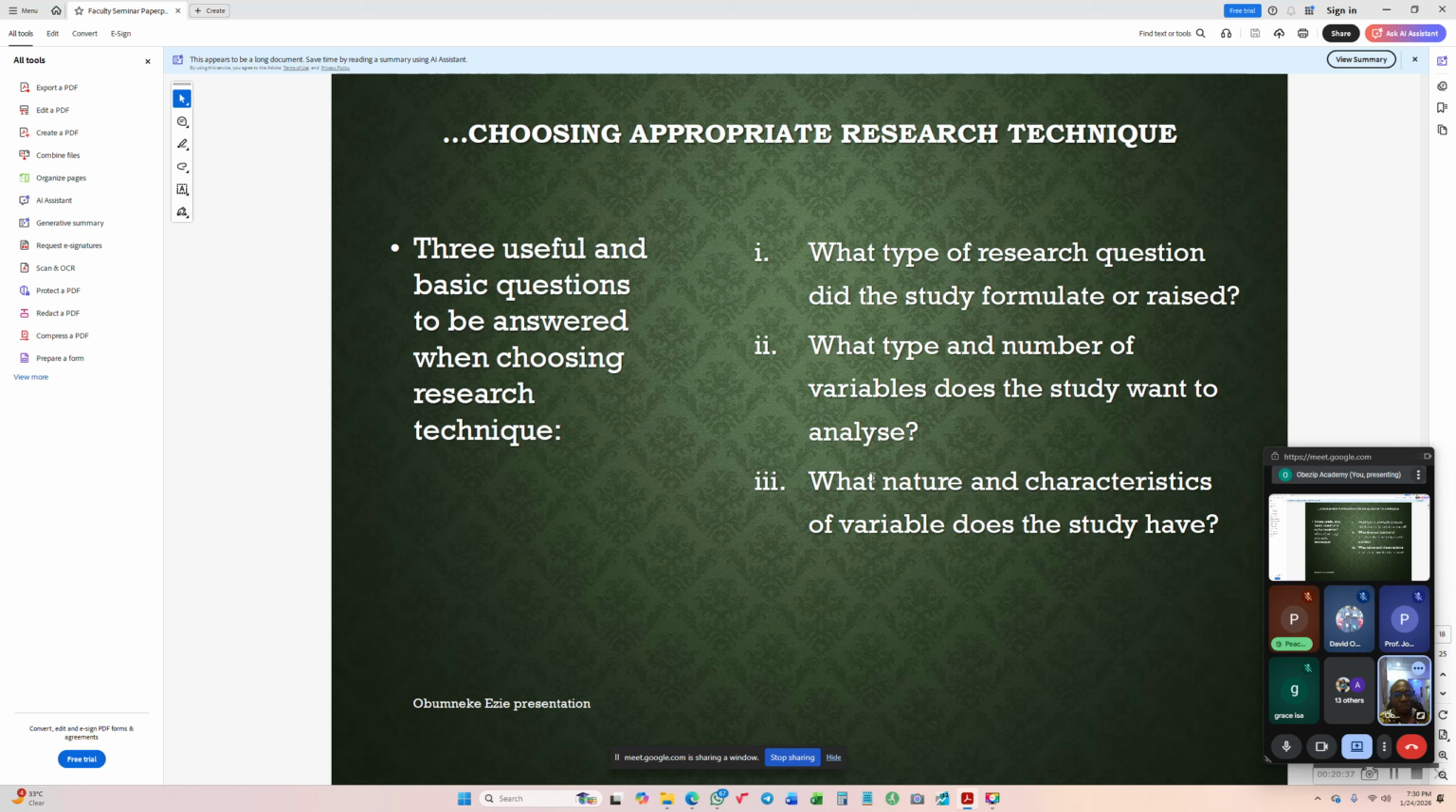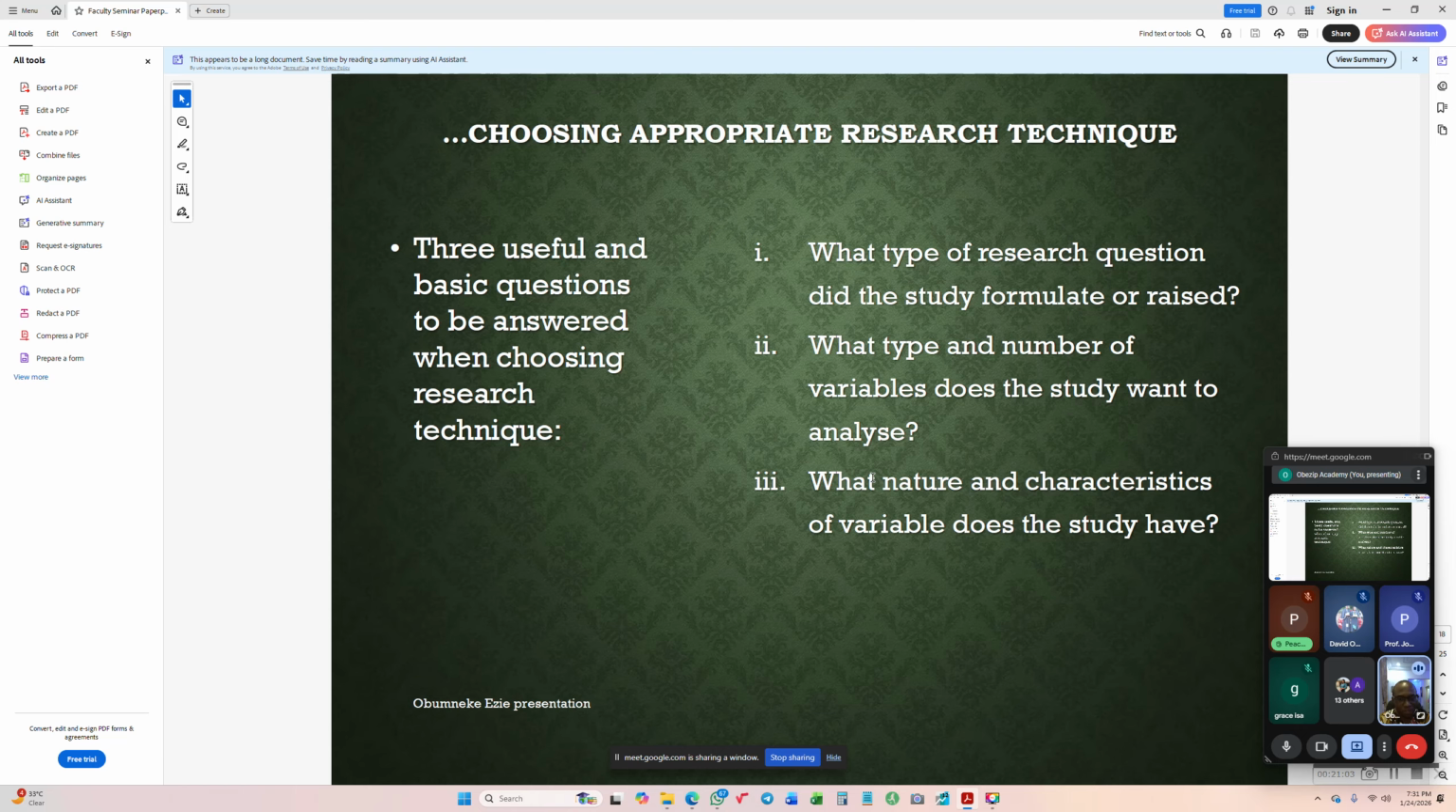Now, what are those 3 useful questions? Number 1: what is the type of research question the study formulated? Number 2: what are the type and number of variables the study wants to analyze? Number 3: what nature and characteristics of variables does the study have? If your research question can address any of these 3, then we can know which particular method you are to use.